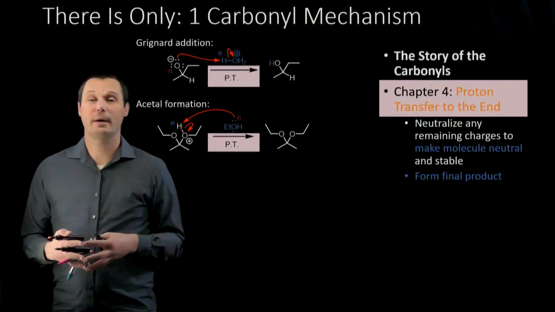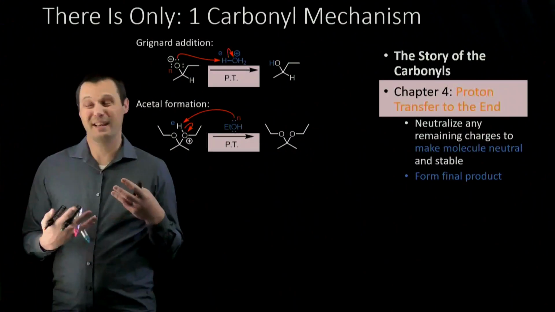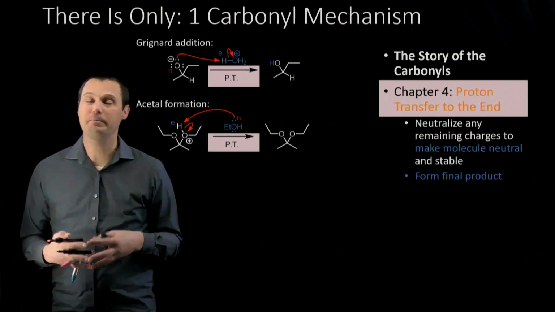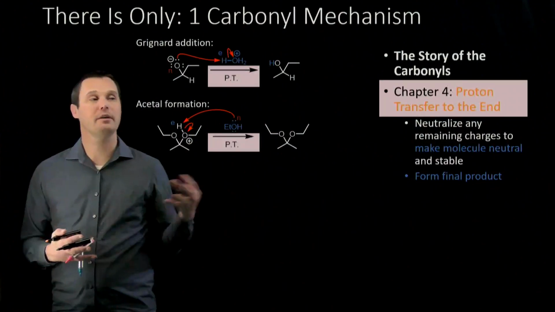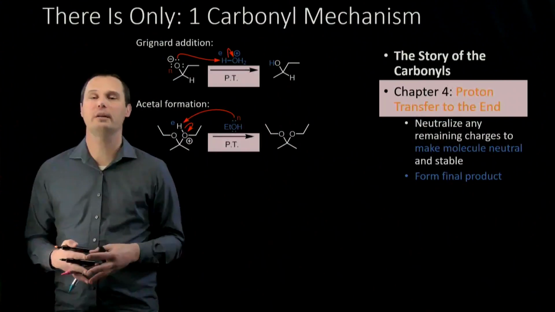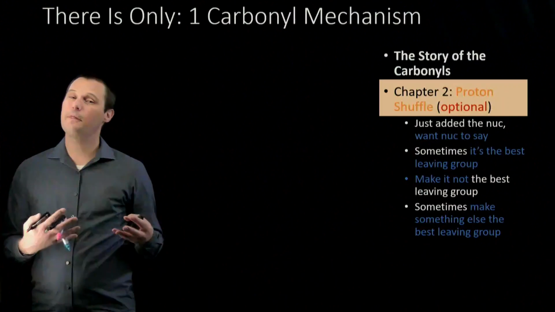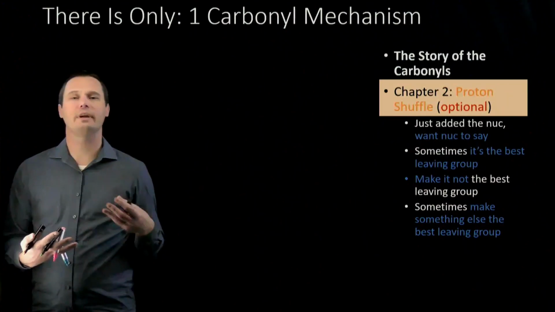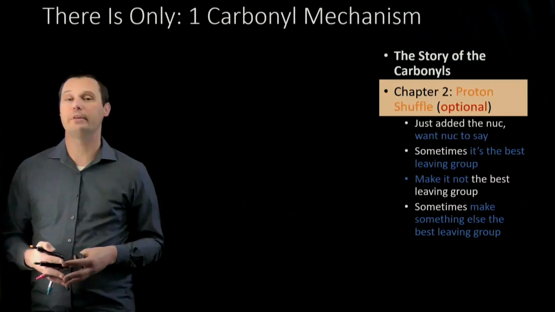Every mechanism has chapter 1, the nucleophilic addition to the carbonyl. It's kind of the whole point of carbonyls in this unit. And most every mechanism has chapter 4, some kind of proton transfer at the end to neutralize the molecule and make the final product. Chapters 2 and 3 are optional. Not every story has chapters 2 and 3 as part of their mechanism.